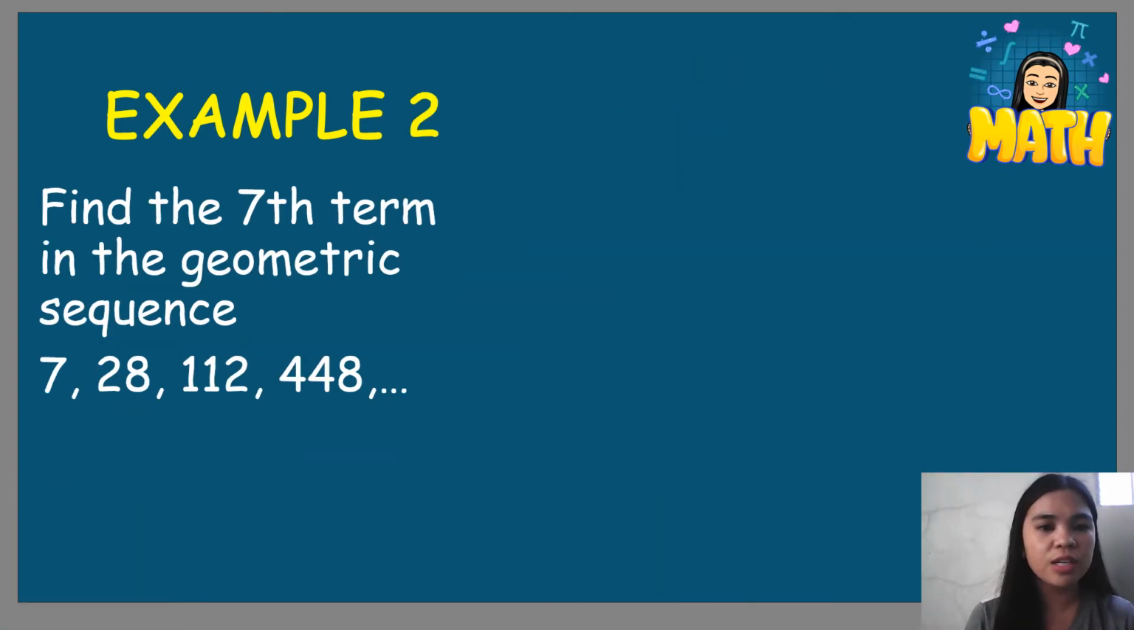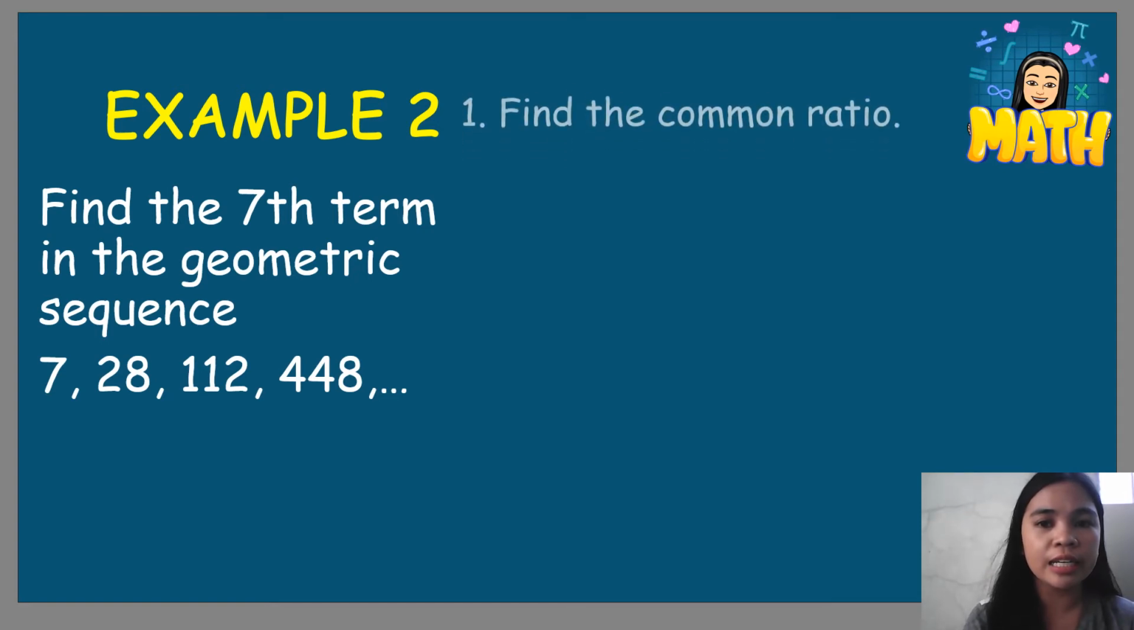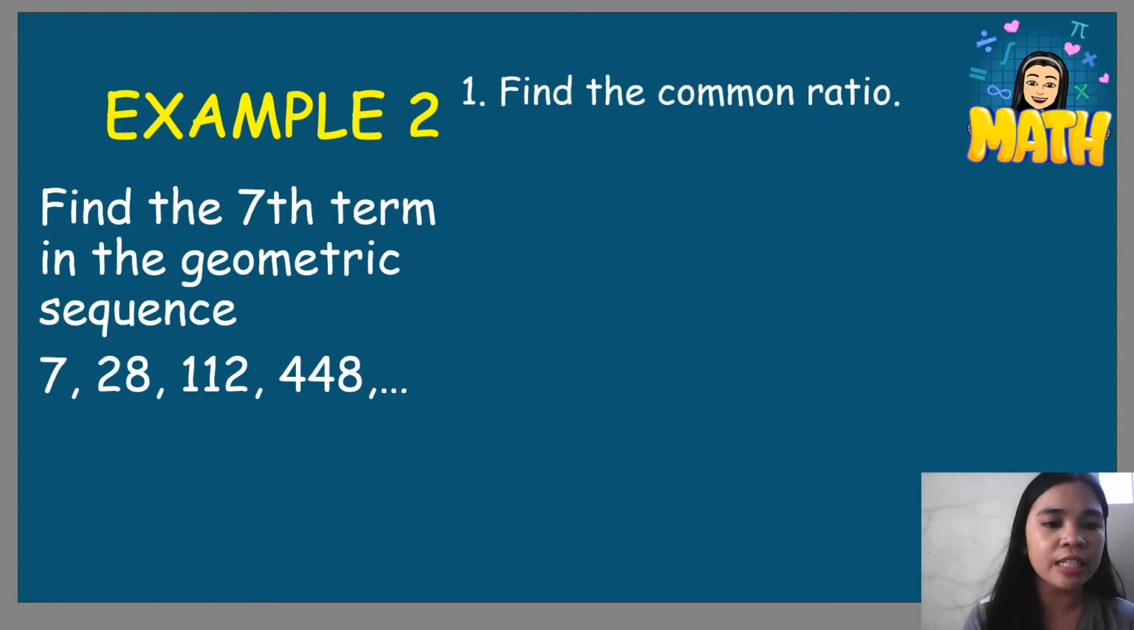Now, let's have another example. If we need to find the seventh term in the geometric sequence 7, 28, 112, 448, and so on, diba ang una natin gagawin is to find for the common ratio. So, yung common ratio natin is nakukuha by dividing yung ating second term sa ating first term. So, 28 divided by 7 is equal to 4.